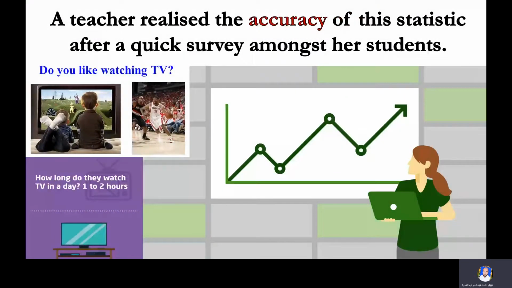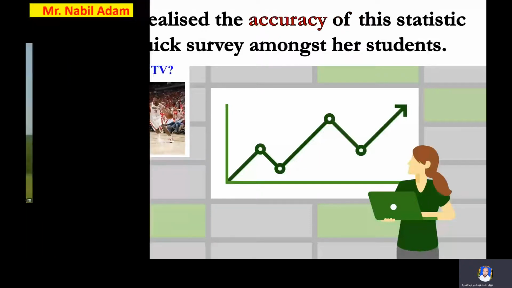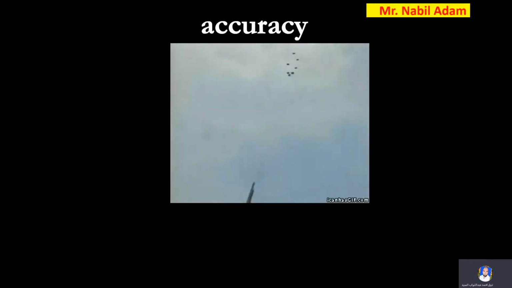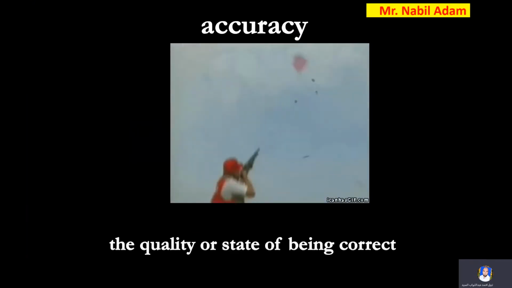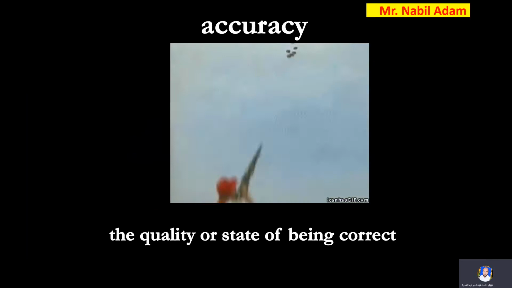A teacher realized the accuracy of this statistic after a quick survey amongst her students. She asked the students, do you like watching TV? How long do they watch TV in a day, about 1 to 2 hours? This is the average. So this statistic has an accuracy. Accuracy: the quality or state of being correct, accurate.